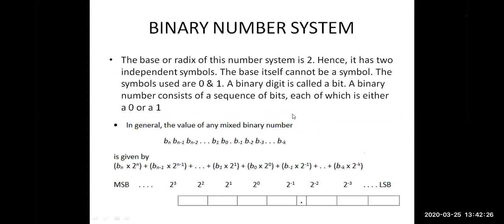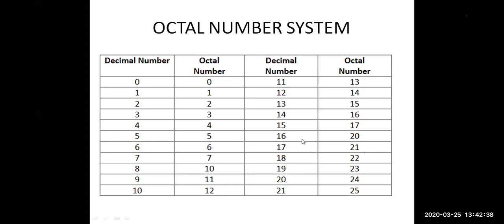Okay, so this is the binary number system. We just use 0 and 1s, a combination of bits 0 and 1. Then this is the octal number. In this slide, I'm representing the decimal number and octal number so that you can learn the difference between them. From 0 to 7, the decimal and octal numbers are the same. And once we go beyond 7, the number becomes 10, then 11, and so on, up to 17. This is the octal number system.